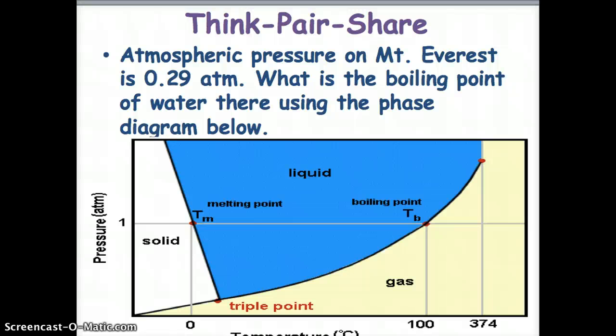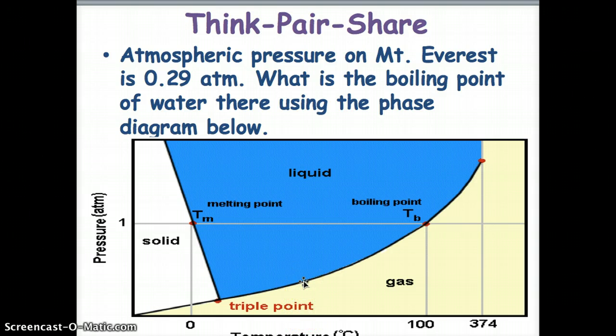Here's another example. Atmospheric pressure on Mount Everest is 0.29. What is the boiling point? So the boiling point is right here, and at 0.29 atmospheres, where 0.5 would be here, 0.29 would be here. So the boiling point would probably be somewhere around here. So if you go down, it'll tell you the temperature.